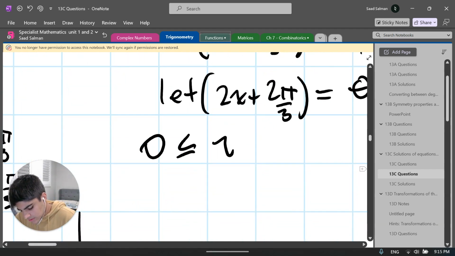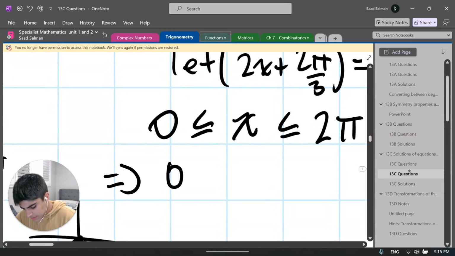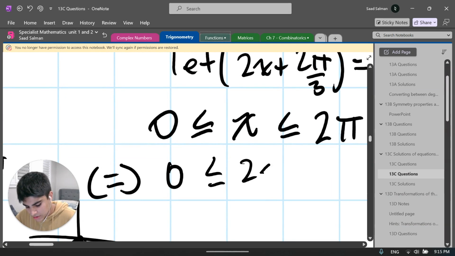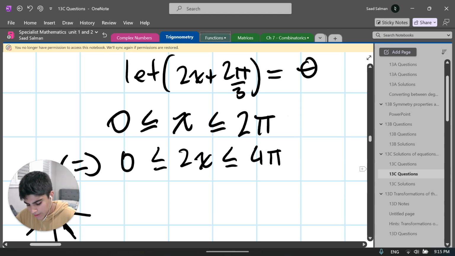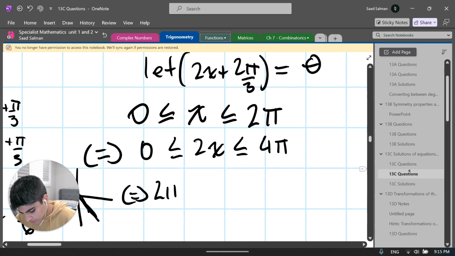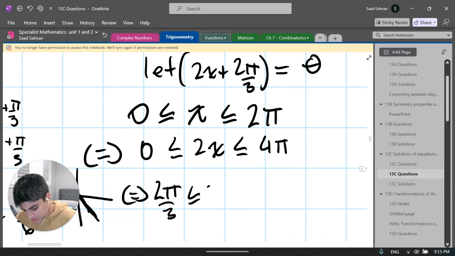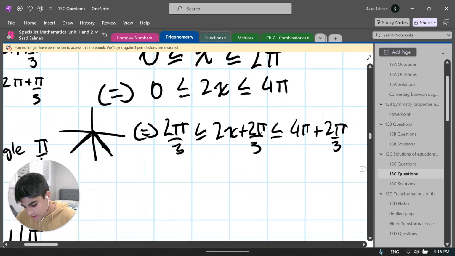0 is less than or equal to x, which is less than or equal to 2 pi. Let's first apply the 2x dilation. 0 is less than or equal to 2x, which is less than or equal to 4 pi. Then we add 2 pi on 3. This implies 2 pi on 3 is less than or equal to 2x plus 2 pi on 3, which is less than or equal to 4 pi plus 2 pi on 3.